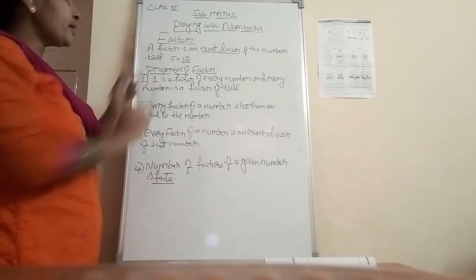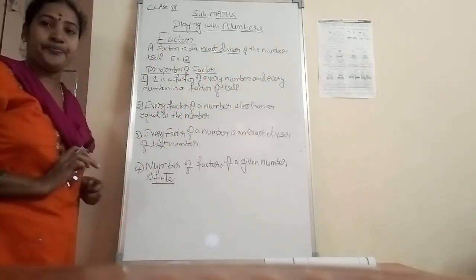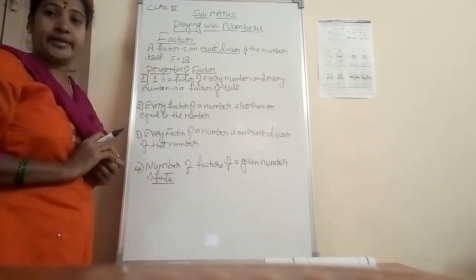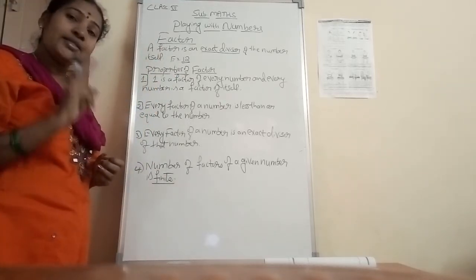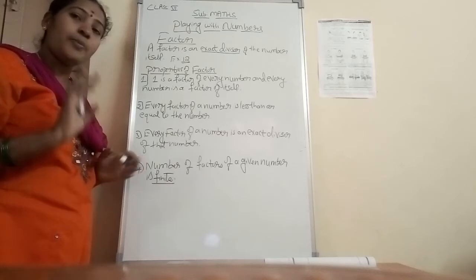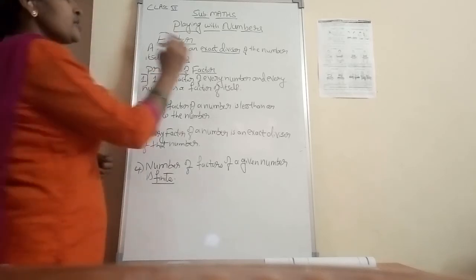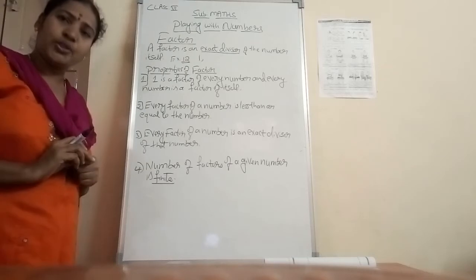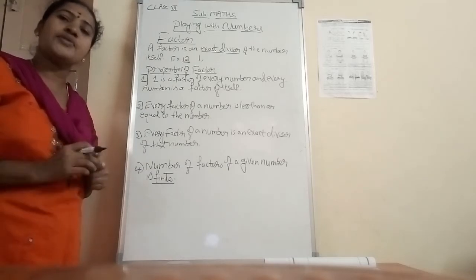So here I have taken one example, 12. Okay, children, here I have taken 12. So how to find out the factors? 12 is divisible by 1. So 1 is a common factor for each and every number. So let me write 1. Whether 12 is divisible by 2, children? Yes, 12 is divisible by 2.